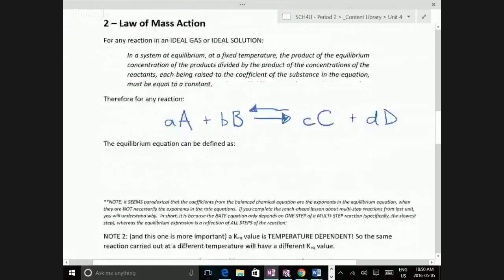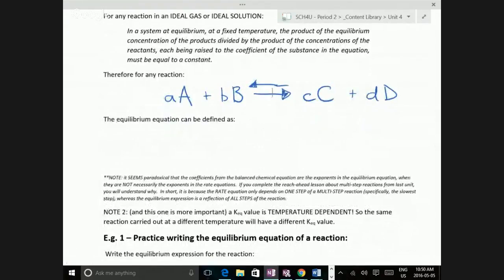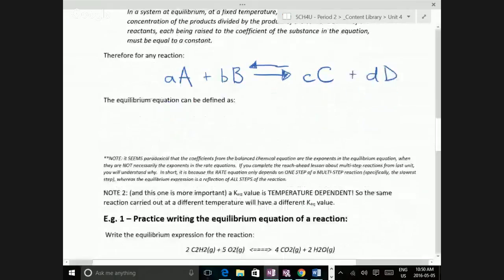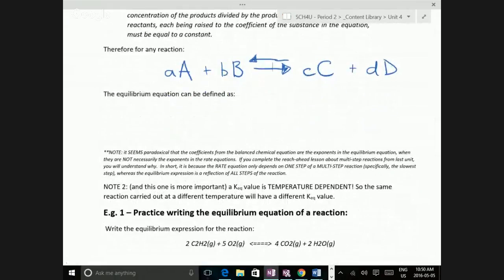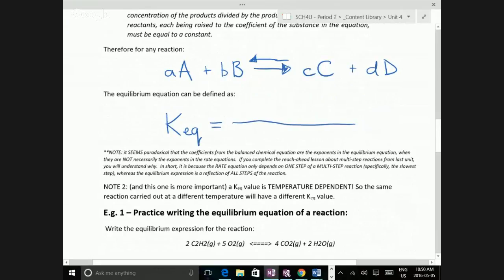For any reaction that satisfies these conditions, at equilibrium, we can solve for the equilibrium constant by putting the concentration of each product. In this case, what are the 2 products? C and D are the products.